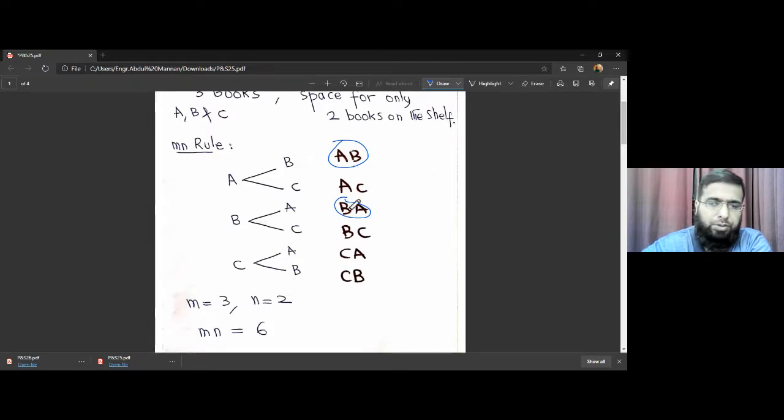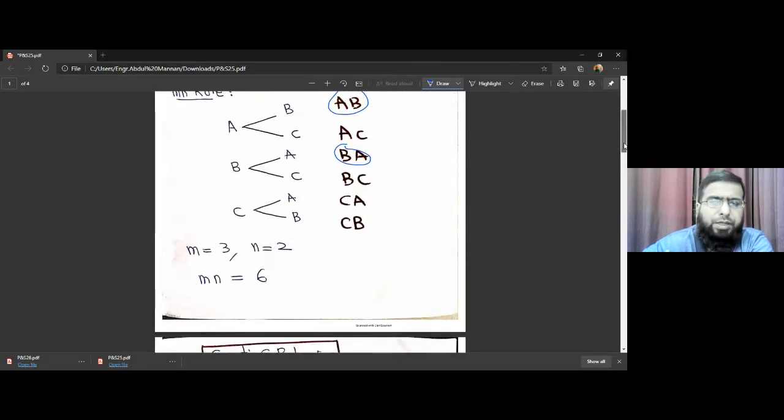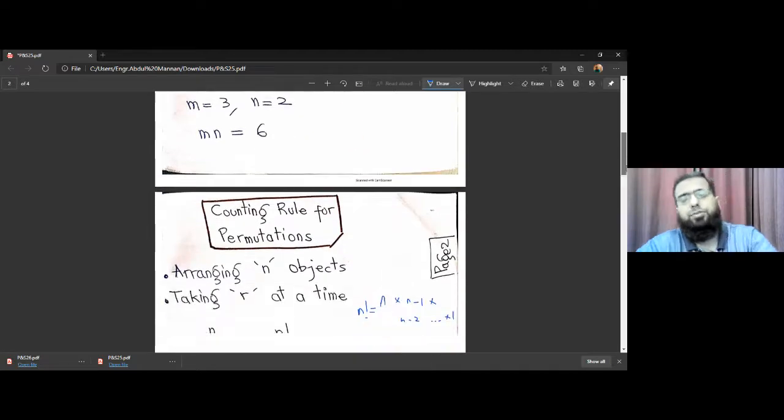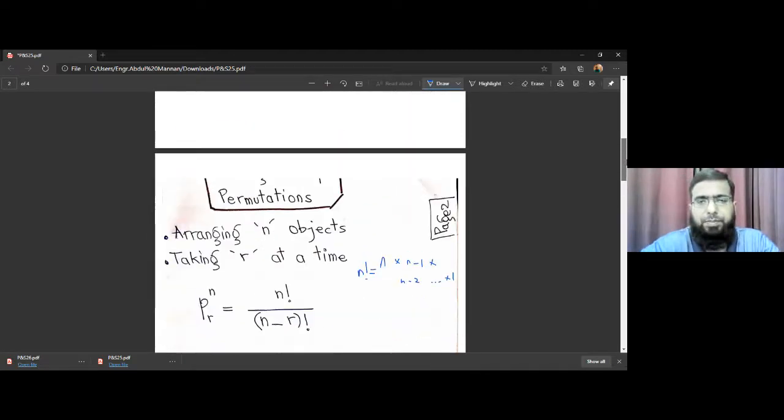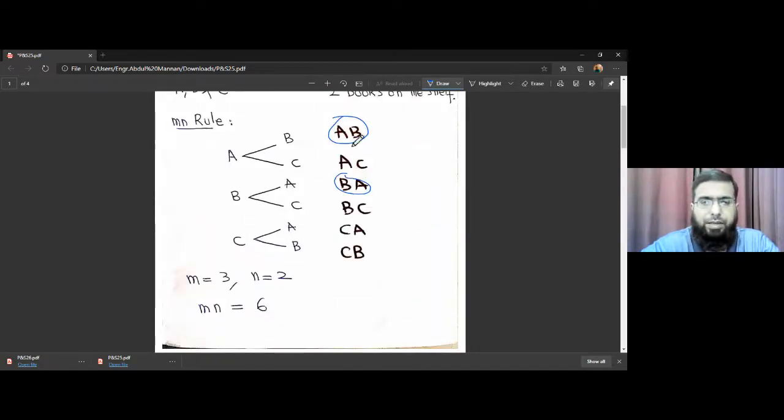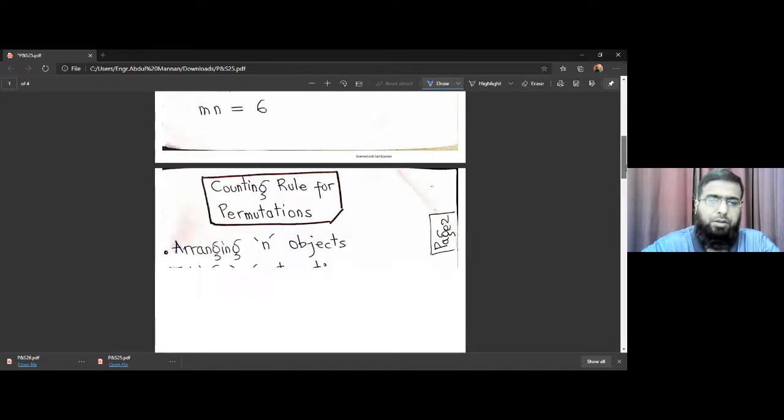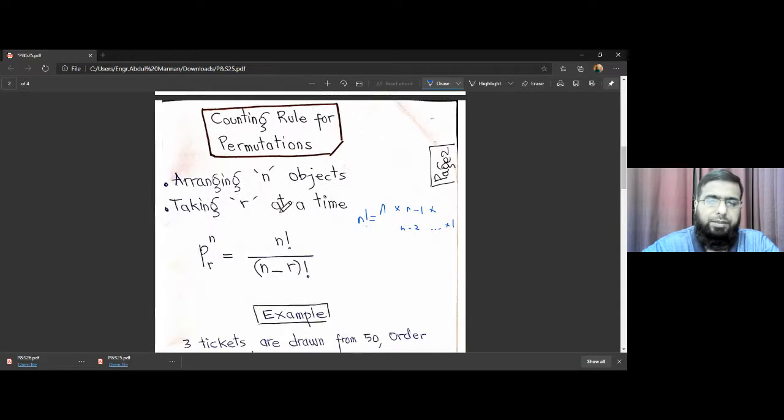And if order is not important, if you are interested only in which 2 books we pick, then we use another concept that we'll study later in this lecture. We call that combinations. So we use permutations when the order is important, when AB is not the same as BA. When AB and BA are different, we use this formula to select r items out of n. This formula, permutations.